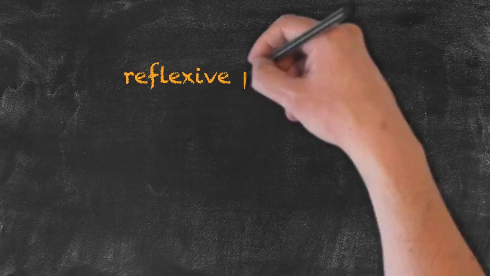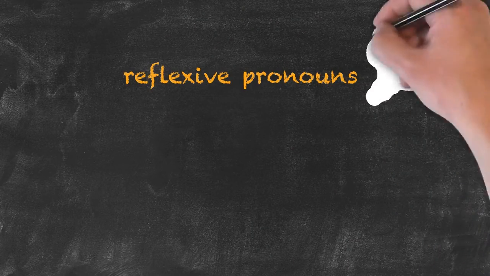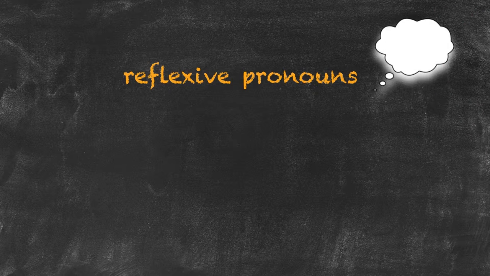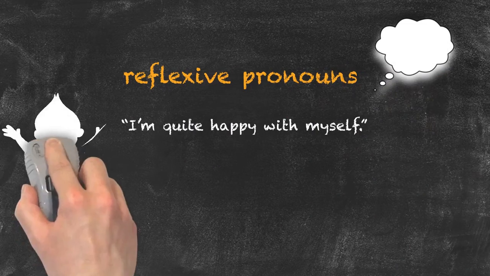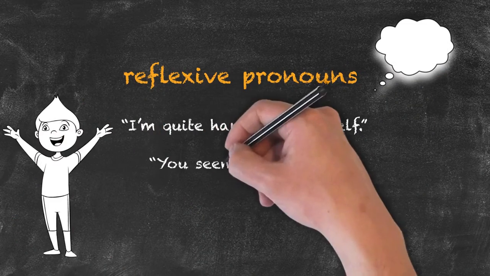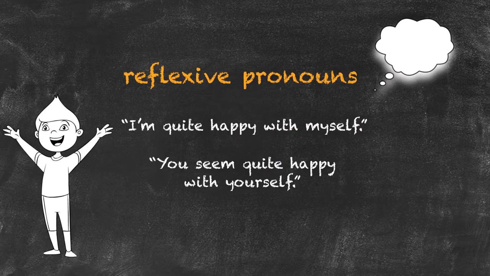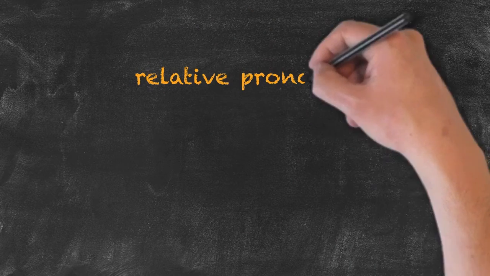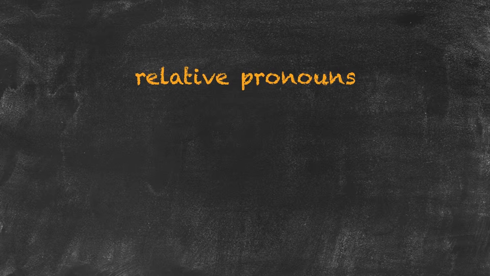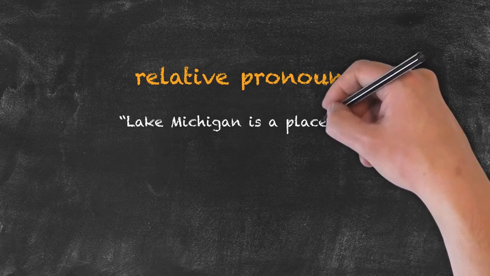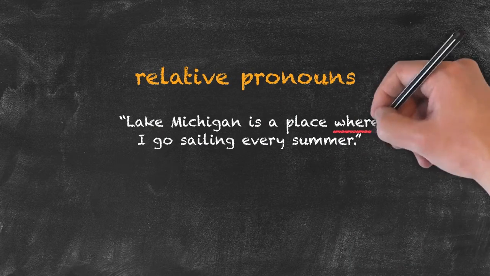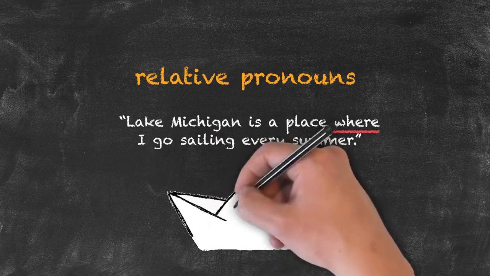With our reflexive pronouns, these are the actions that we do onto ourselves if we're speaking about ourselves or somebody else. So I could say, I'm quite happy with myself, or I could say, you seem quite happy with yourself. Our relative pronouns basically help us add more information about the subject of the sentence. So I could say, Lake Michigan is a place where I go sailing every summer.